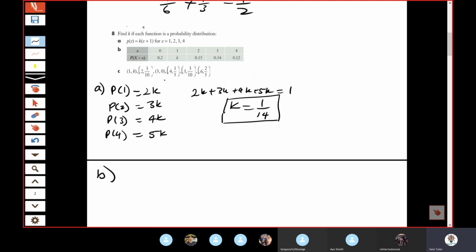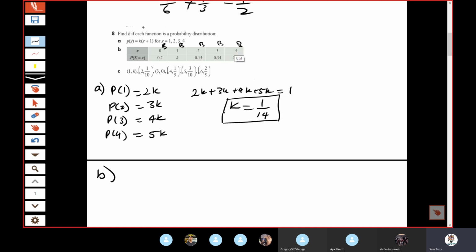Hope we're starting to get the hang of this now. Okay, this one, B: x is 0, the probability of 0 occurring is 0.2. X is 1, the probability of 1 occurring is k. X is 2, the probability of 2 occurring is 0.15, and so on. Another way to read this, instead of saying occurring, in terms of kids, you could say 0 boys, 1 boy, 2 boys, 3 boys, or 4 boys. All right, that's the idea of it.